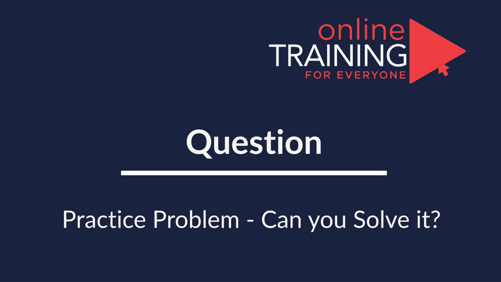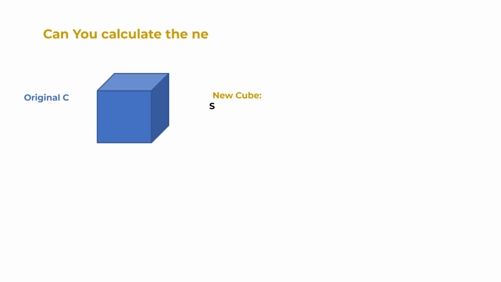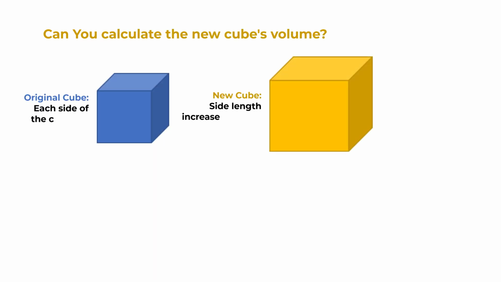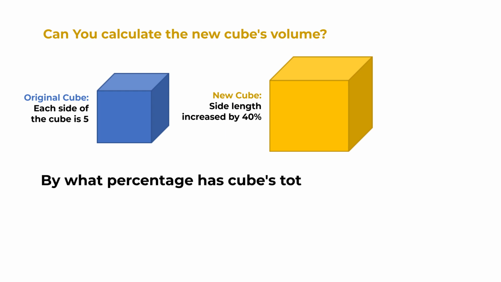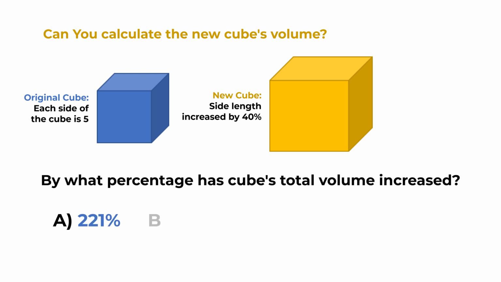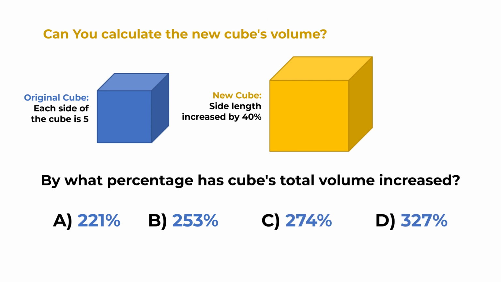Here's the practice problem for you to see how quickly you can solve it. A 5x5x5 cube has its side's length increased by 40%. As a result of these changes, by what percentage has the cube's total volume increased? You have 4 different choices. Choice A, 221%. Choice B, 253%. Choice C, 274%. And choice D, 327%. Can you quickly calculate the solution?